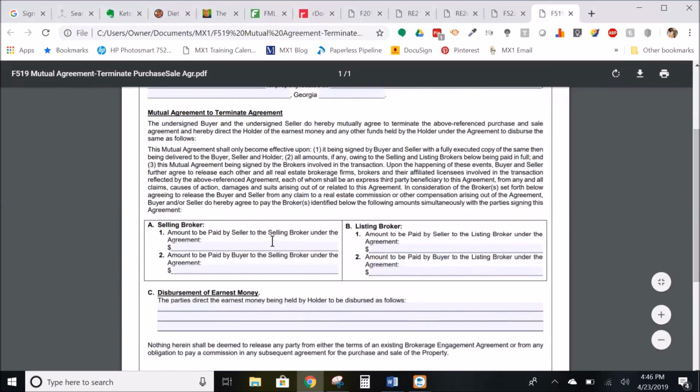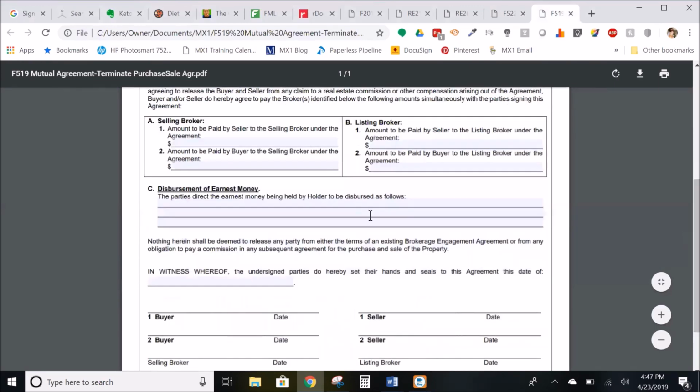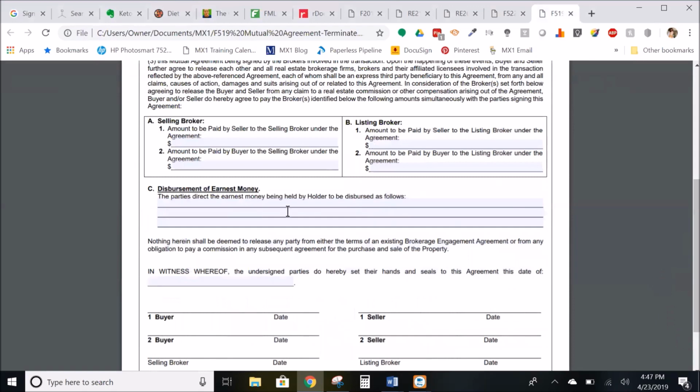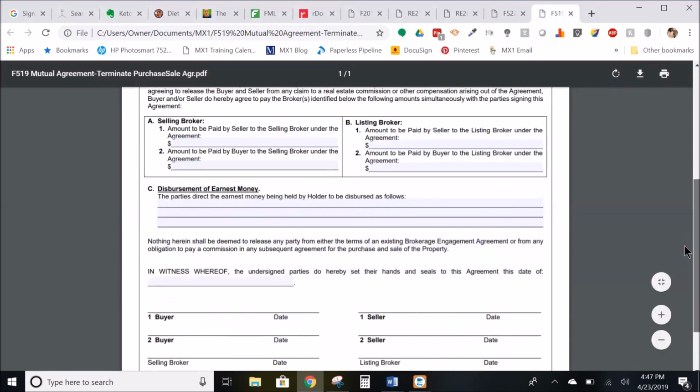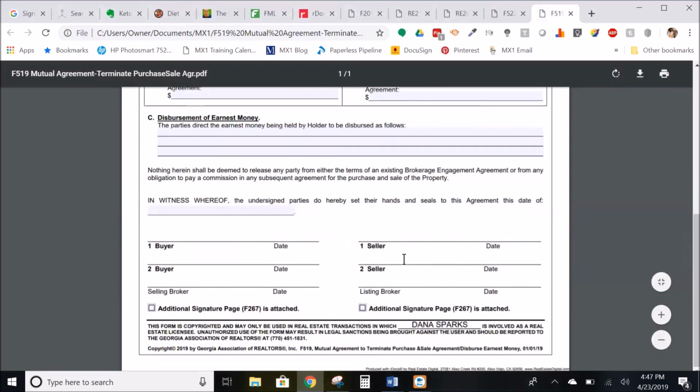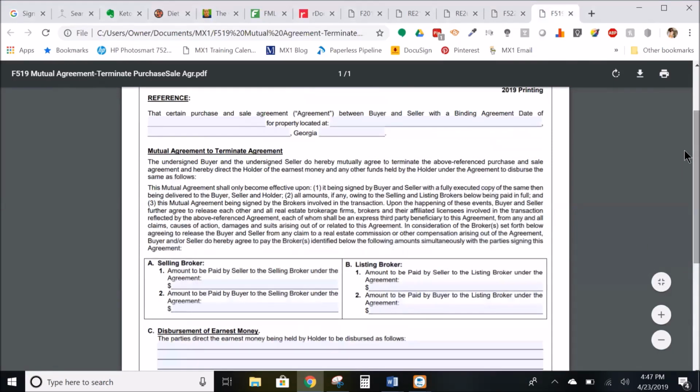Amount paid by seller to the selling broker under the agreement, amount paid by buyer to the selling broker, amount paid by seller to the listing broker, amount paid by buyer to the listing broker. And then we have the earnest money. And again, the earnest money can be divided up in whole or partial payments, depending on what the parties agree to. So that gets directed there. And then this form does, since it's a mutual agreement, you do need both buyer and seller signature.